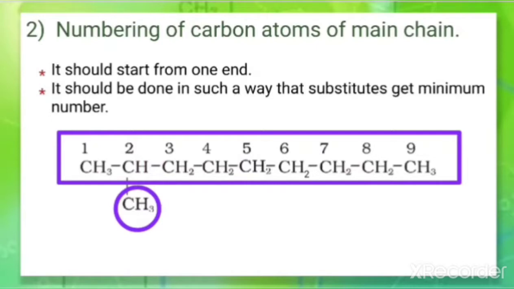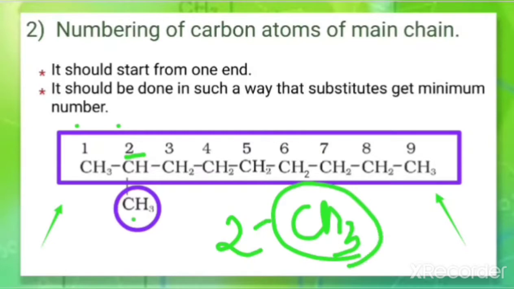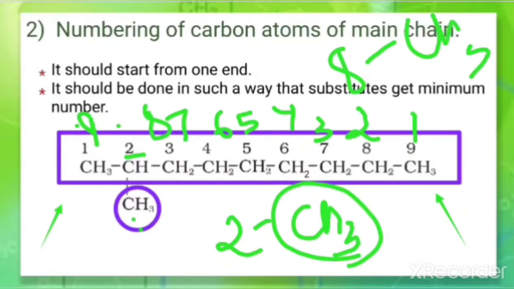Now from where do we start the numbering here? You can start the numbering from either this end or this end. But if there is a substituent, you have to number in such a way that the substituent gets the minimum number. If you start the numbering from here, on the second carbon the methyl group is present. That means the methyl group is on the second position. But if you count from the right hand side, if this is the first carbon, this one is second, third, 4, 5, 6, 7, 8, 9. When you count from the right side end, what number does the methyl group get? That is 8.